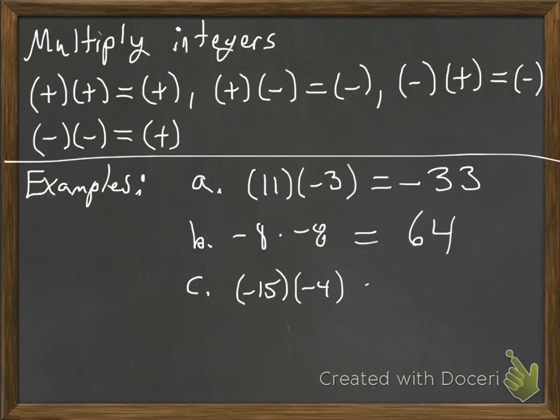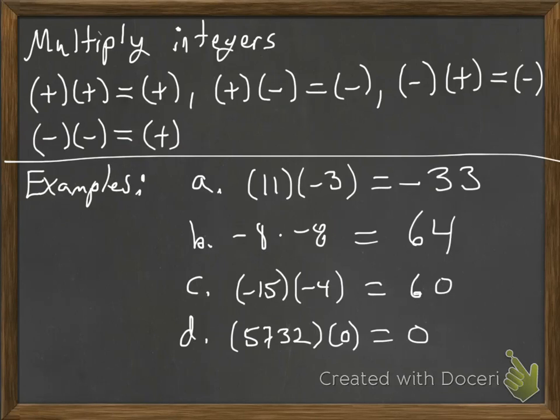So what if we do a negative 15 times negative 4? That's a negative times a negative, which is a positive. And 15 times 4 is going to be 60. Okay. And then we'll sneak in one other thing. If I multiply anything by 0, it's going to be 0. So 5,732 times 0 is 0.